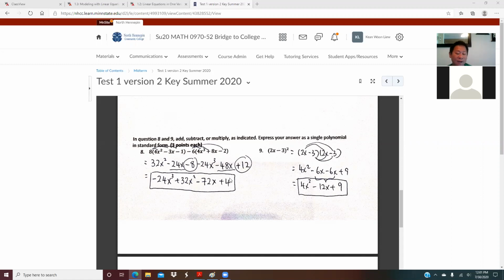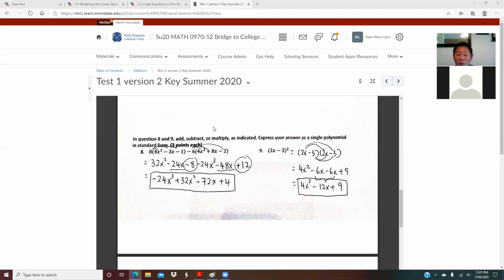Students make mistakes here. One, they FOIL this out, which is no, you don't FOIL it out. Two, they factor the 4 out or factor something out. No, you do not need to factor anything out. And three, they forget to write this in standard form. That means they put the x cubed at the end or somewhere else. So make sure that you write this in standard form. This is what I really need from you.